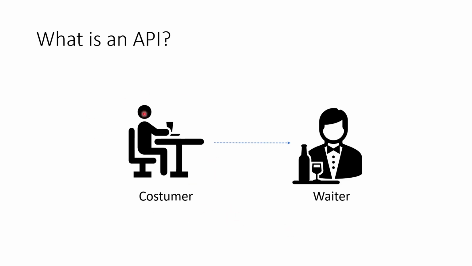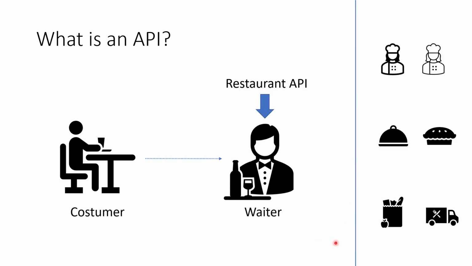In this metaphor, the customer is one part of the software, or the client, and he comes into the restaurant because he wants to eat or drink something. If it's not a self-service restaurant, he interacts with the waiter and asks him for the menu. He asks him for food, for drinks, and can interact with him to pay the check. And in this example, the waiter takes over the role of the API of the restaurant.